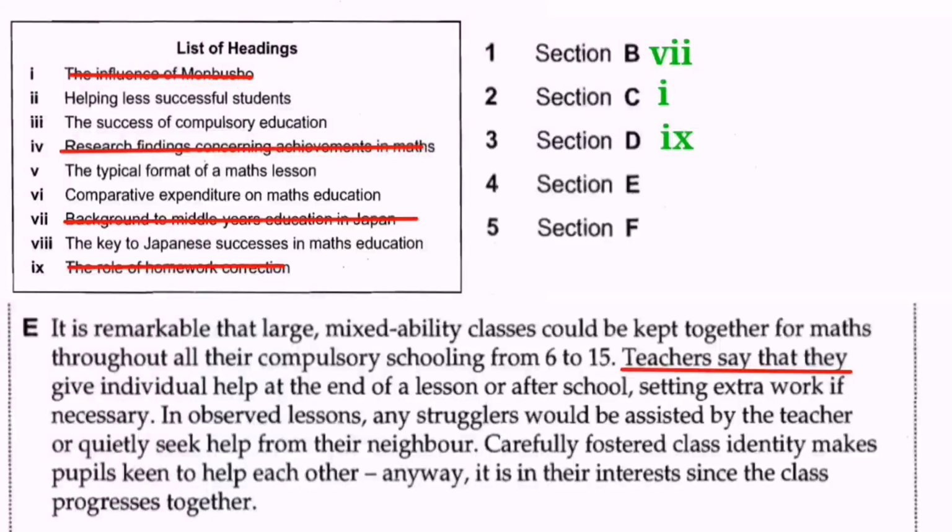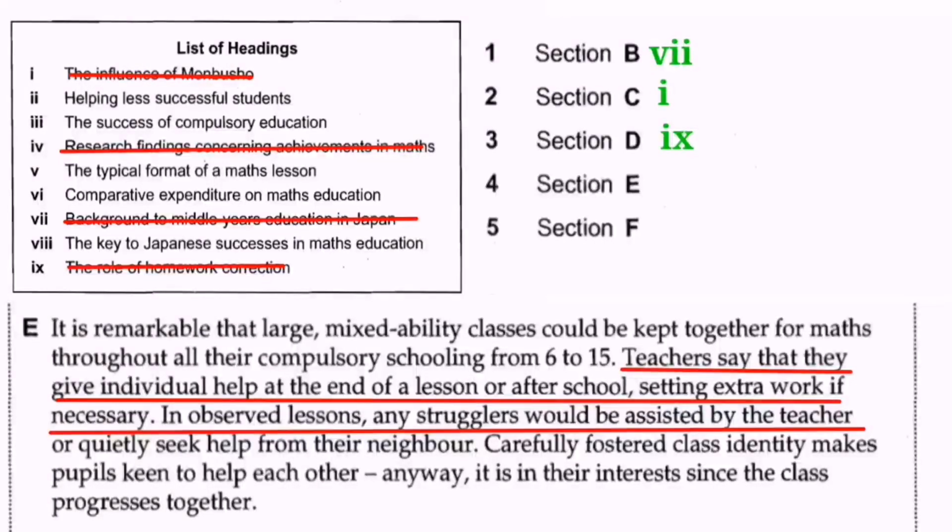Teachers say that they give individual help at the end of a lesson or after school, setting extra work if necessary. It means that teachers have the opinion that they give individual attention to each and every student after each lesson or after the school and also give extra homework if needed. In observed lessons, any strugglers could be assisted by the teacher or quietly seek help from their neighbor. It means that the students who are not very brilliant, the teachers help them or they get help from their class fellows. Strugglers means dull student and neighbor means class fellow who sits beside any dull student.